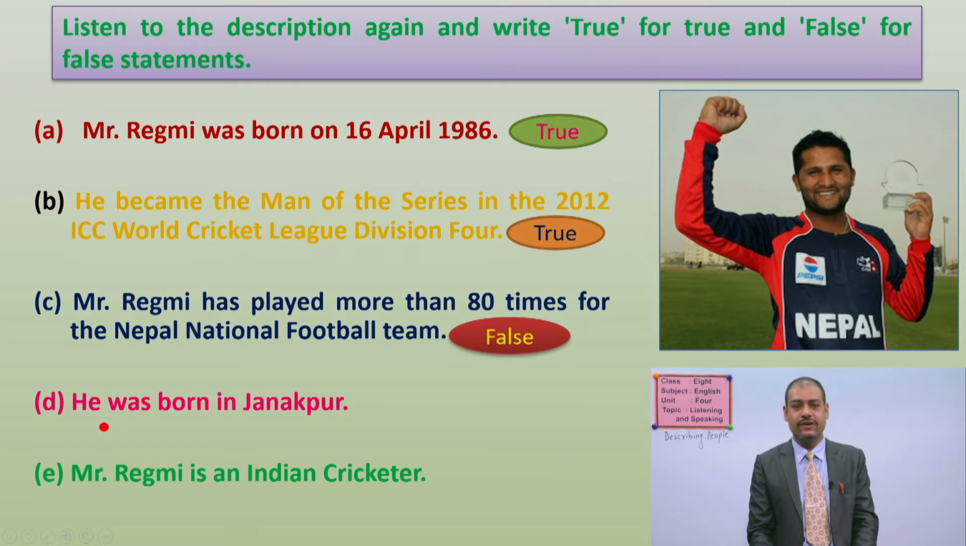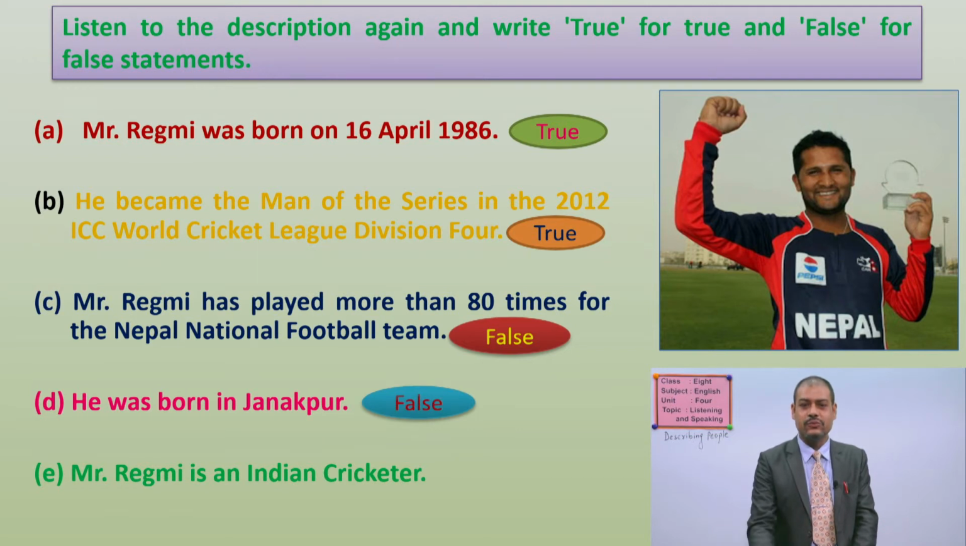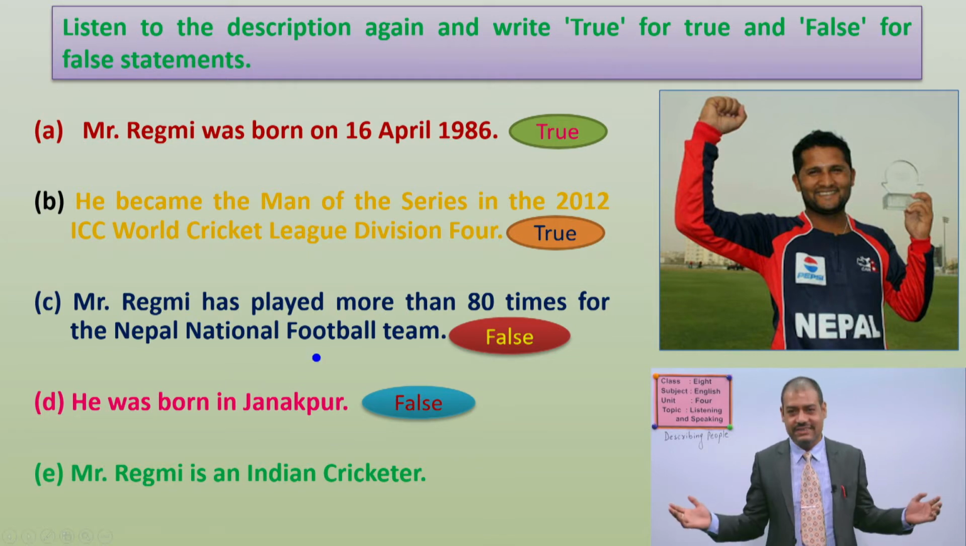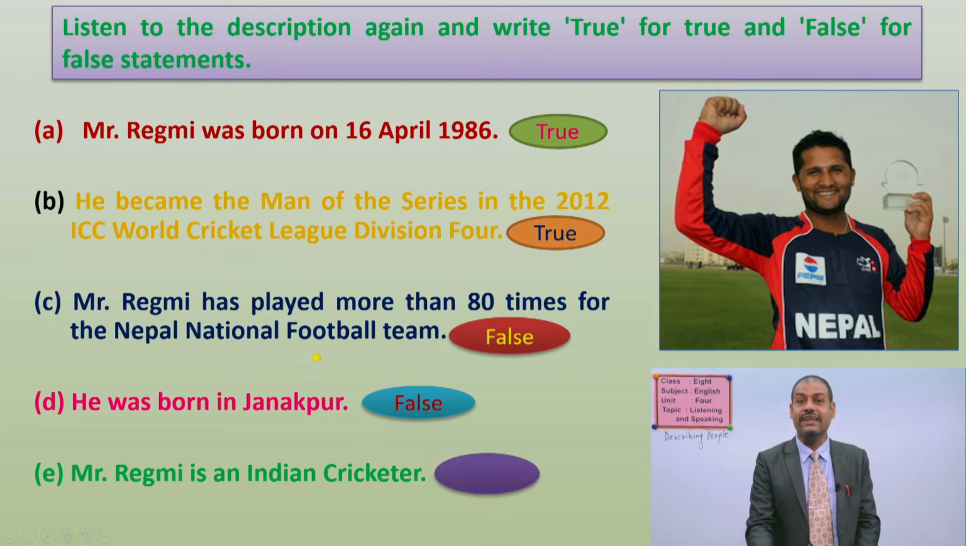Now, statement number 4. He was born in Janakpur. Is this very simple, I think, because we have already written down in our question number 1 also, that is Bhairahawa. No, that's why it is a false statement. Now, the last question is, Mr. Regmi is an Indian cricketer. Is it true or false? Very simple, no? He is a Nepali cricketer. That's why it's a false statement.